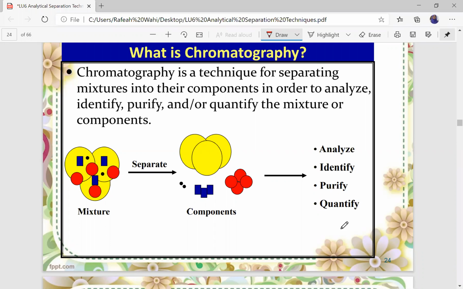Let's say you have the mixture here at your left hand side, a mixture of different components: red, blue, black, and yellow. After that, you separate them into the four components, yellow, black, blue, and red. So after that, you can analyze each of the components, identify them, purify them, or quantify them. So these are different applications or usages of separation process, especially for chromatography separation.